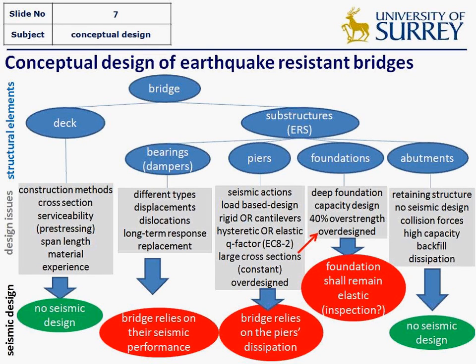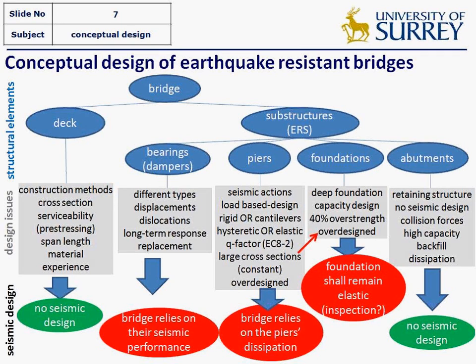The deck is usually based on construction methods. The selection of the cross-section has to do with serviceability and stressing, not influenced by seismic actions. We have published in the past a research showing that, in fact, the deck is not affected by seismic actions, not even in bridges with rigid pier-to-deck connections. At the same time, bearings are one of the most important structural elements of earthquake-resistant bridges, since a bridge relies heavily on their seismic performance.